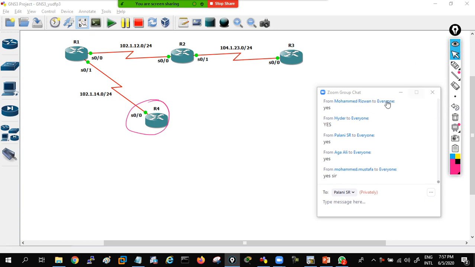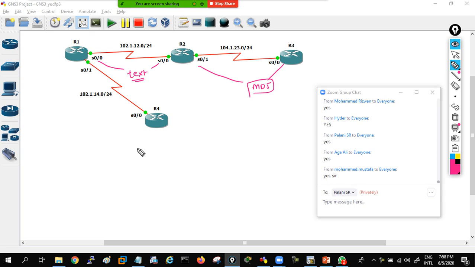Now I want to try one more thing, guys. Between router 1 and router 2, we enable authentication with clear text. But between router 2 and router 3, I'm going to enable MD5. Is it fine?